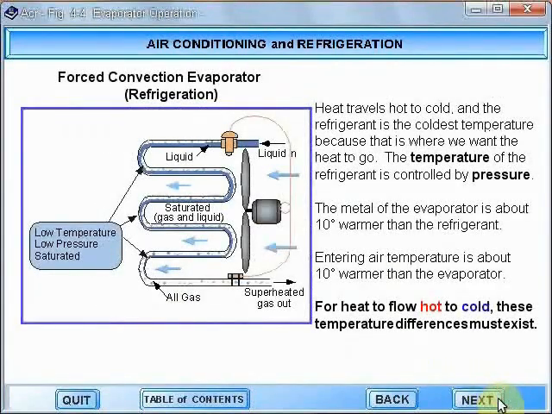Heat travels hot to cold, and the refrigerant is the coldest temperature because that's where we want the heat to go. The temperature of the refrigerant is controlled by pressure. The metal of the evaporator is about 10 degrees warmer than the refrigerant. The entering air temperature is about 10 degrees warmer than the evaporator. For heat to flow hot to cold, these temperature differences must exist.